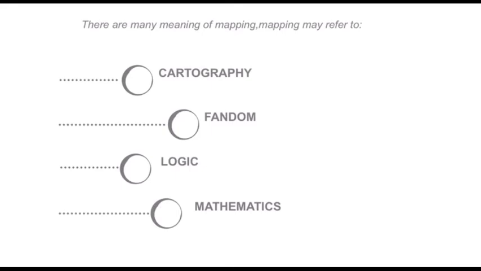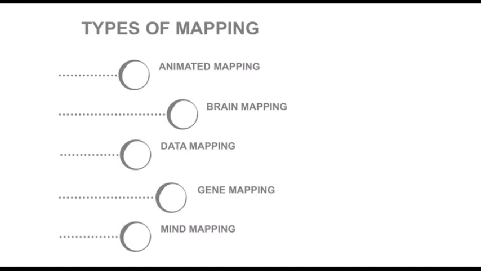There are many meanings of mapping. Mapping may refer to, actually there are 4: cartography, fandom, logic, and mathematics. Cartography is the process of making a map. Fandom, a fandom subgenre centered on building and sharing animated maps. Logic, a synonym for functional predicate. Mathematics, a synonym for mathematical functions. For the types of mapping, there are 10.